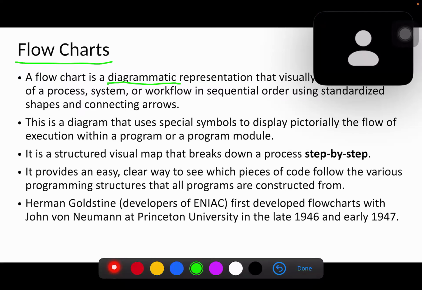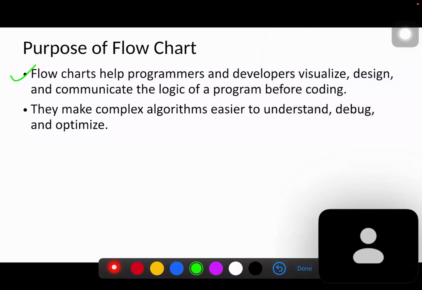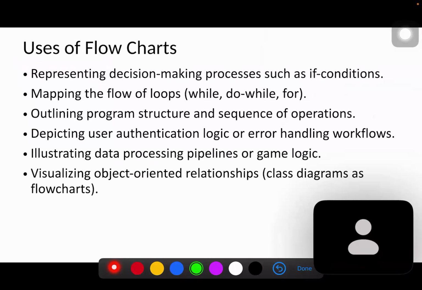Okay, and it also describes the step-by-step design. It will give you a visual map of how the program looks like. Okay. The purpose of flowchart is to visualize the design. Now, some of the uses include what? Representing decision making, mapping the flow of control, outlining the program, depicting the authentication logic, illustrating the data processing, and visualizing object-oriented relationships. These are all uses of flowchart.